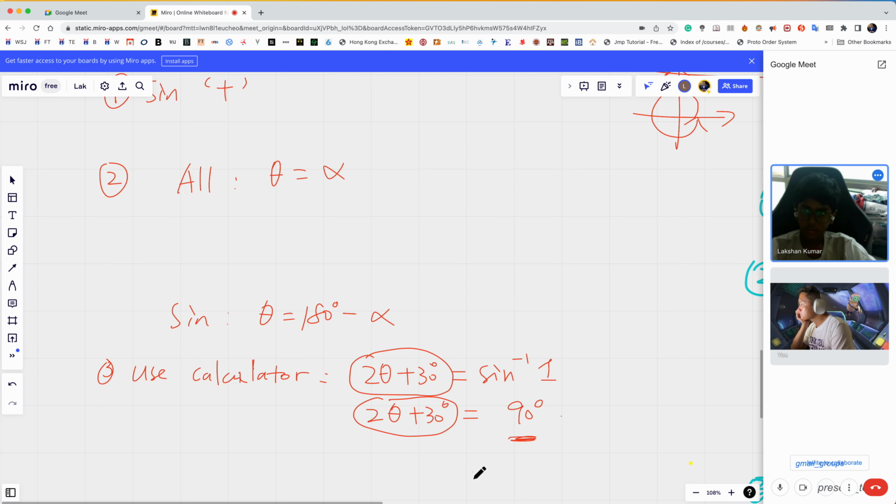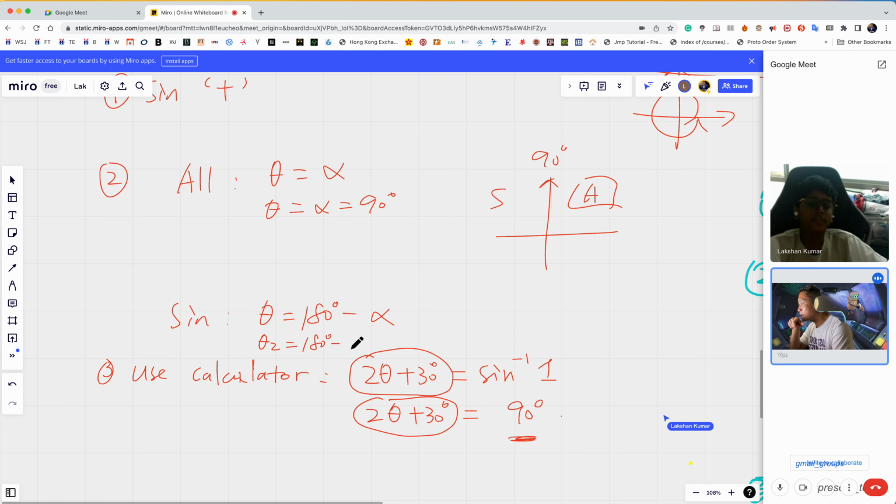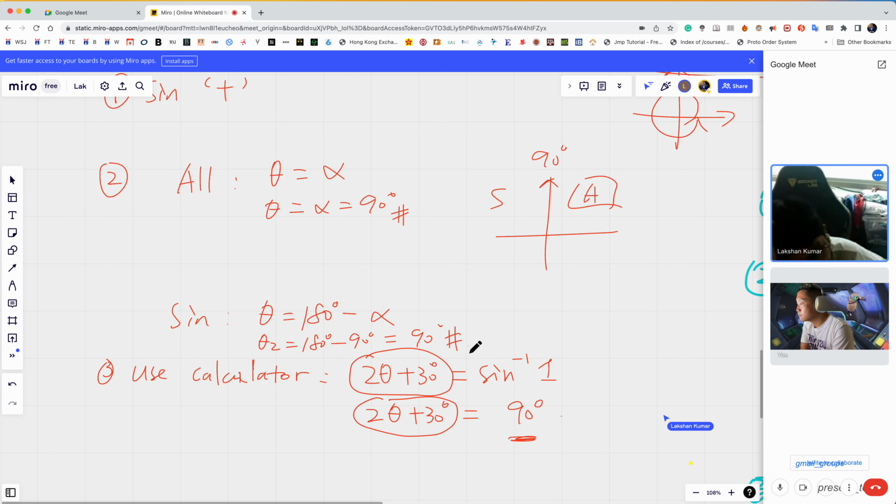It's the border. In this case, it's the border, right? If it's on the border, I think you can consider it as the A region. So then you put in theta is equal to alpha is equal to 90. So your theta 2 here is equal to 180 minus 90, so it's also 90. So you only have one answer: 90. So far so good.